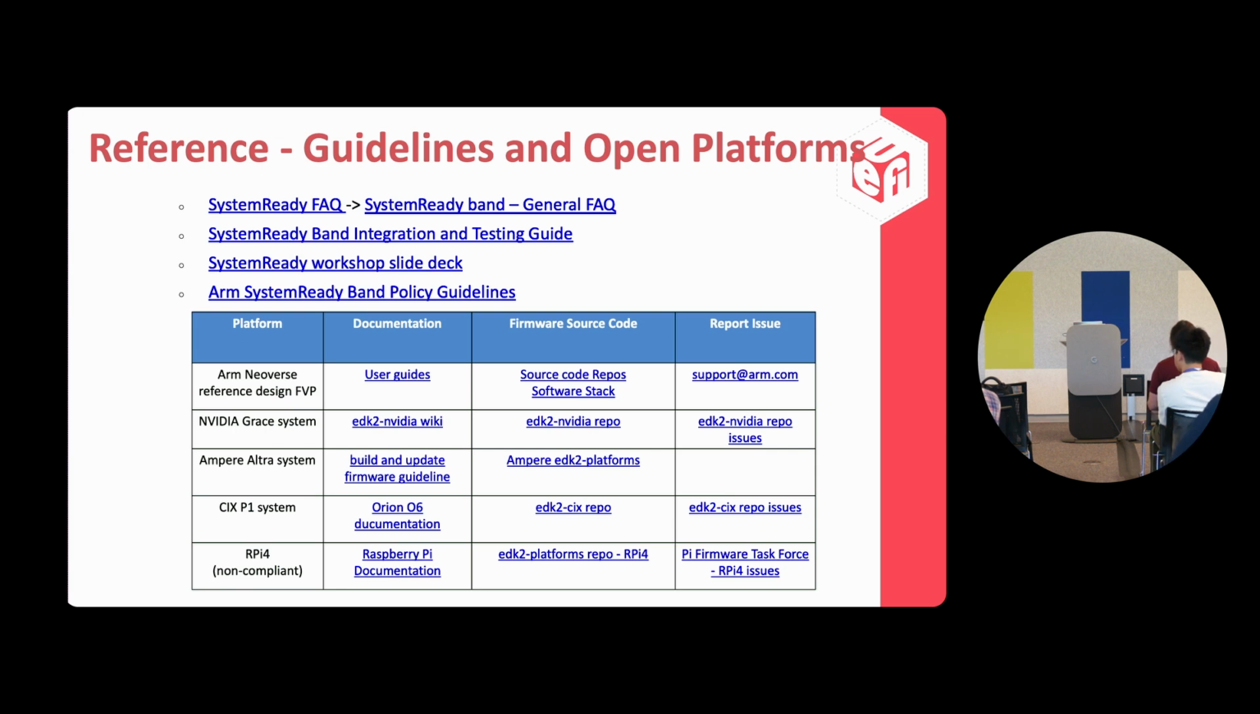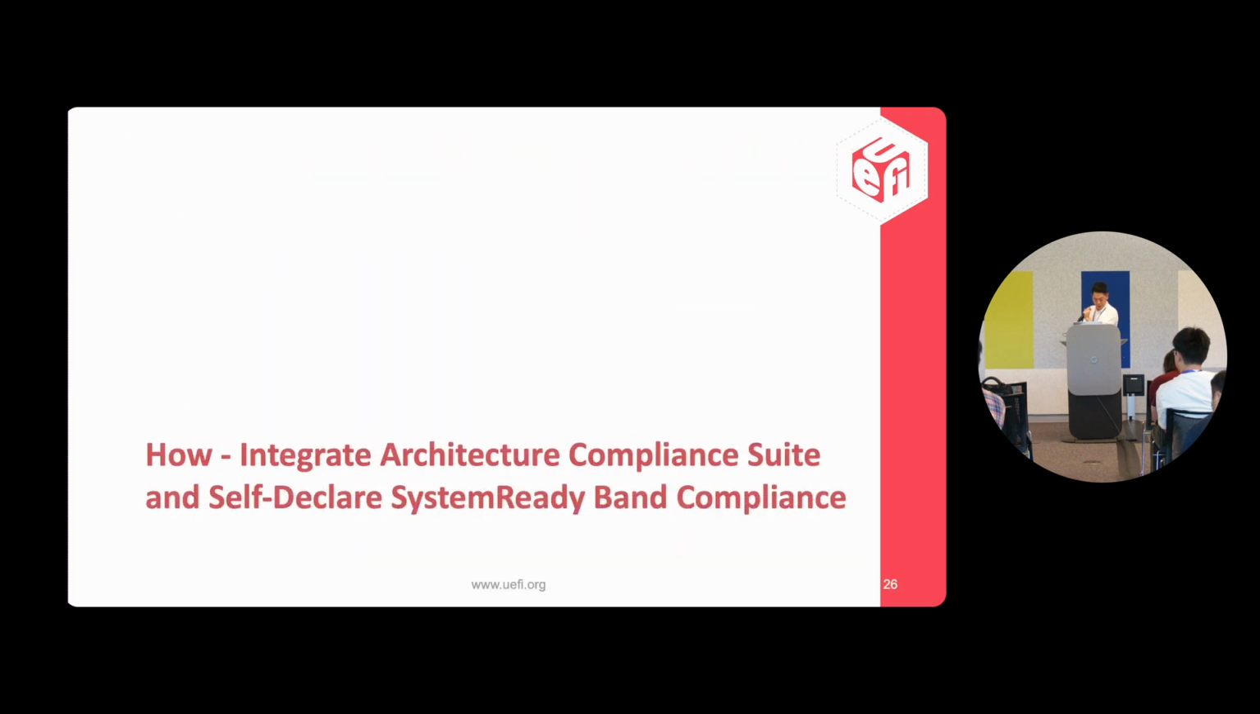And for the open platform like our FVP and the 6P1 system, that is the Rexa Orion 06, these two systems also publish their firmware, so you can build your own firmware on their system. I mean, update your firmware on the system to give that a try. And also Raspberry Pi is an open platform with open source firmware. Yes, you can try that.